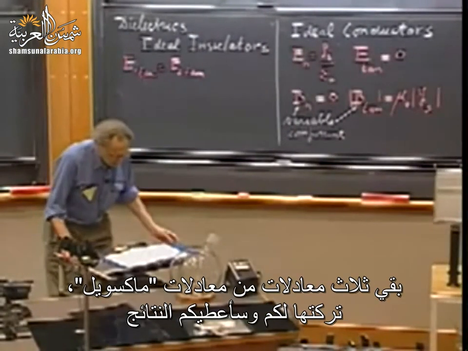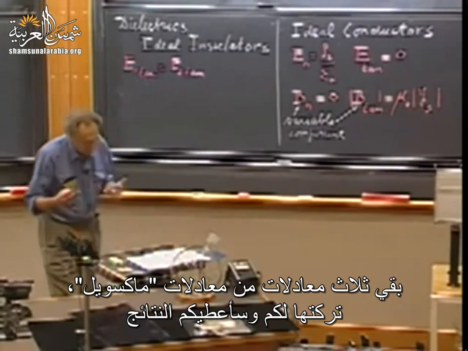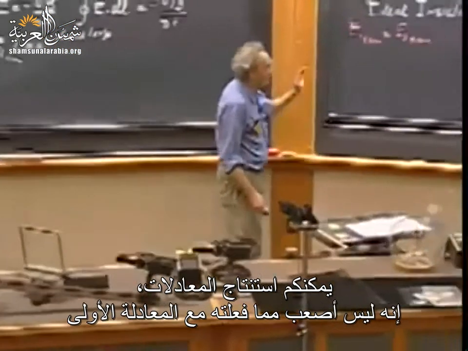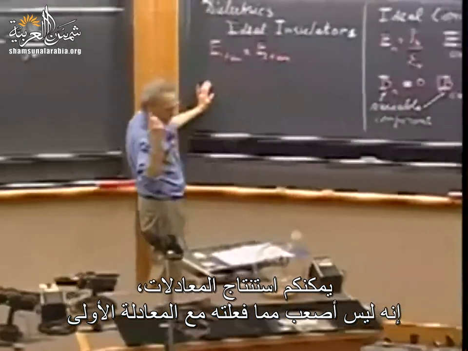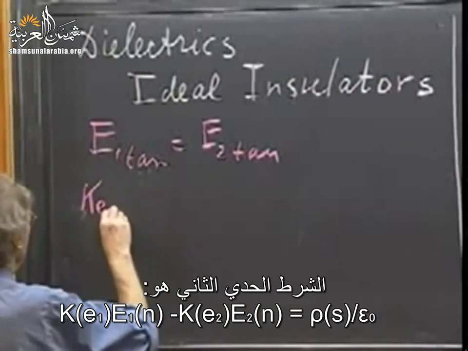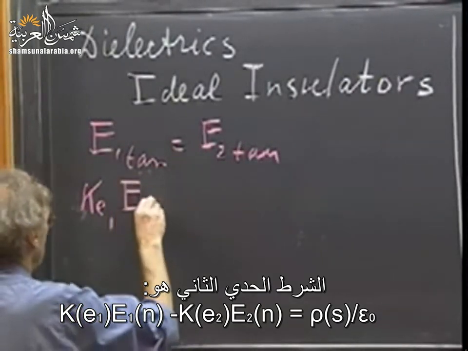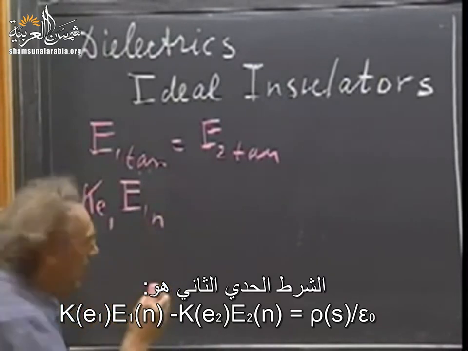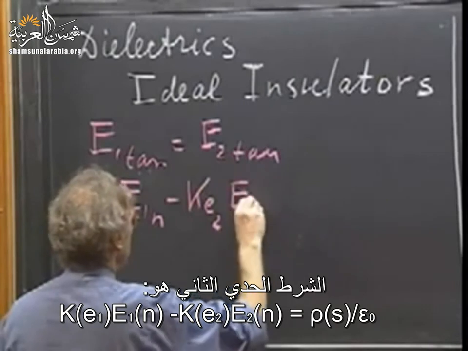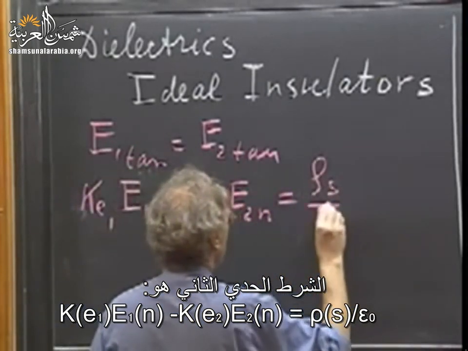So now there are 3 Maxwell's equations left. They are in your court, and I will give you the results. But you can derive them, and it's really not difficult, no more difficult than what I just did. So we now get that kappa E1 times E1 normal minus kappa E2 times E2 normal is rho s divided by epsilon 0.